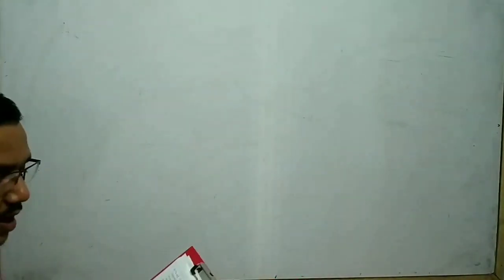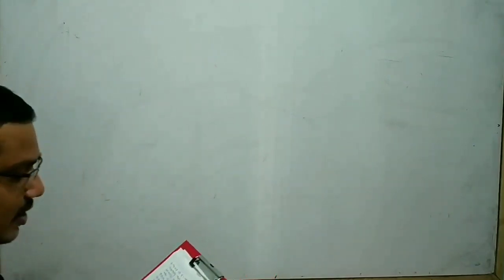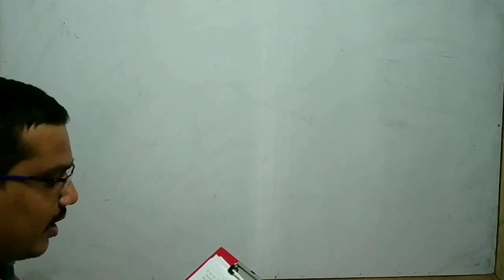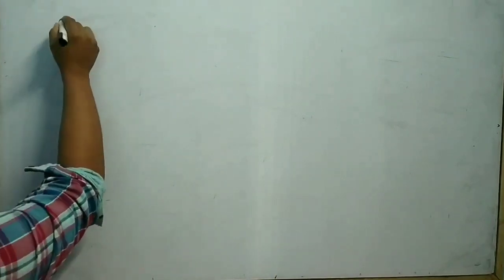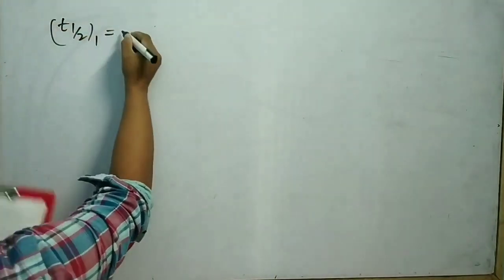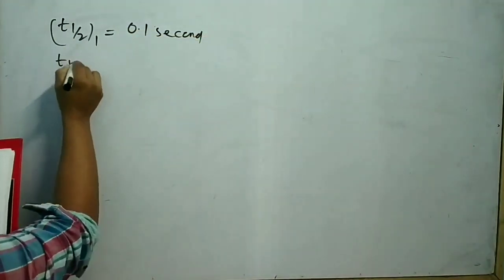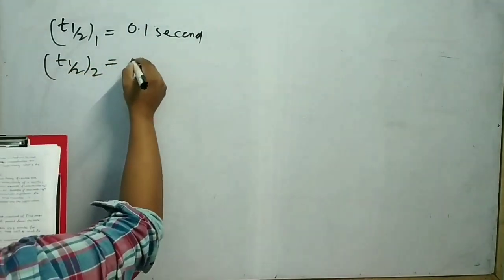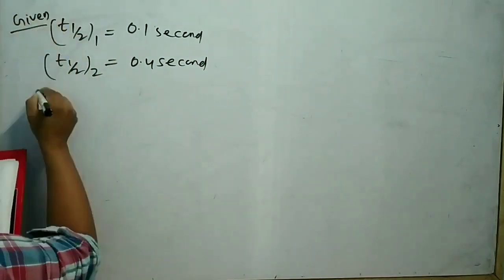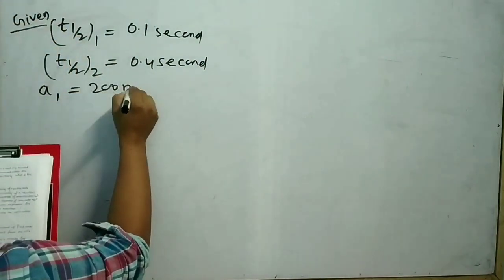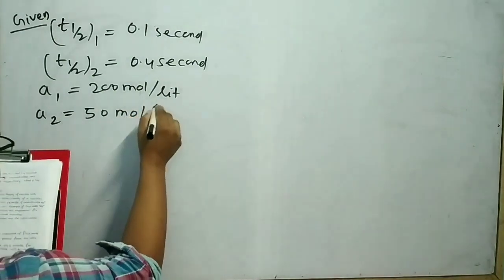Next, I will solve question number 8. The half life of two samples are 0.1 and 0.4 seconds respectively. Their respective concentrations are 200 mole per liter and 50 mole per liter respectively. What is the order of reaction? In this problem, t half 1 is equal to 0.1 second, t half 2 is 0.4 second. This is given. A1 equal to 200 mole per liter, A2 is equal to 50 mole per liter.